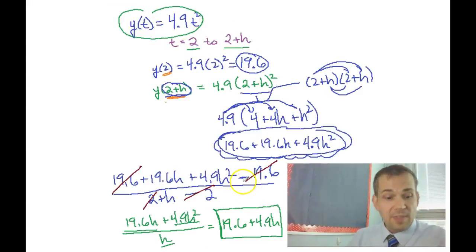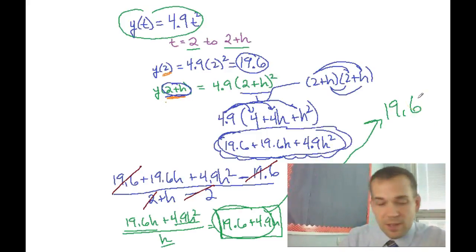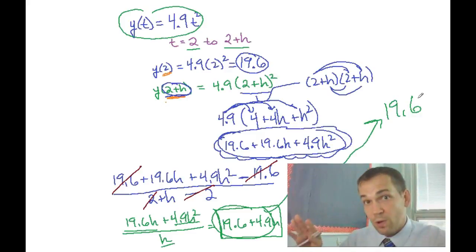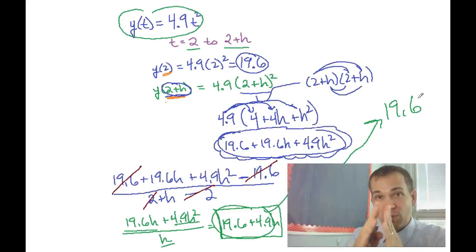And then the follow-up question in the notes is what happens as h goes to 0? You can see that if h goes to 0, this expression would go to 19.6. Now, if you're really astute, you're going to look at all those values we got for t going from 2 to 2.1, from 2 to 2.01, 2 to 2.001. Those averages of change got closer and closer to 19.6, and that's because the change in t was getting closer and closer to 0.